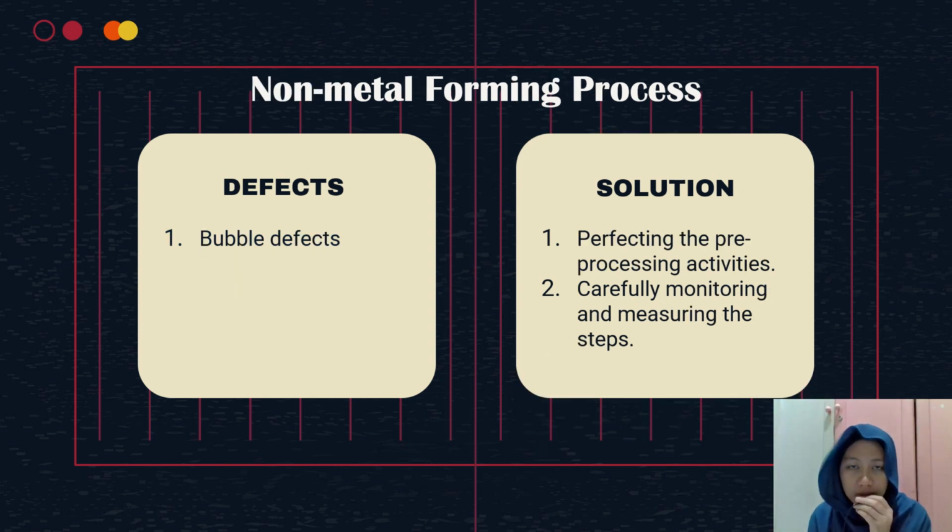Okay, so the fourth one is the non-metal forming process. Bubble defects will occur when the glass goes through the laminating process. So when it goes through the laminating process, it will cause bubbles to occur on the glass, especially at the edge of the glass.